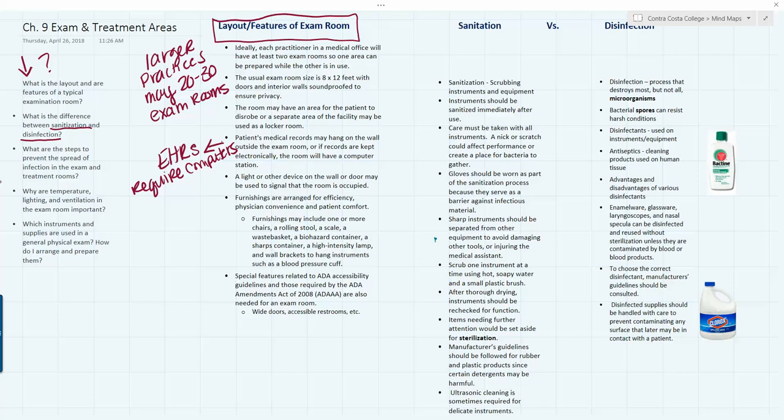So the furnishings could include one or more chairs, a rolling stool, a scale, a trash can, biohazard sharps containers or biohazard trash cans, a high intensity lamp and, for examinations or procedures, wall brackets to hang the instruments such as a blood pressure cuff, otoscope, ophthalmoscope, or anything like that. So pretty standard stuff that you see in most medical office exam rooms.